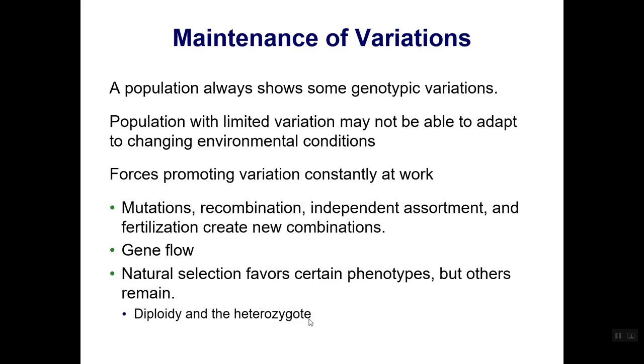And the fact that others remain besides the favored phenotype is explained by diploidy and heterozygotes and the heterozygote advantage, which we'll talk about next. But diploidy, let's recall what that means. Diploid means that for every chromosome, you have two of them, one from mom and one from dad. And so because of that, organisms could be homozygous recessive, homozygous dominant, or heterozygotes. So let's relate that to heterozygote advantage.